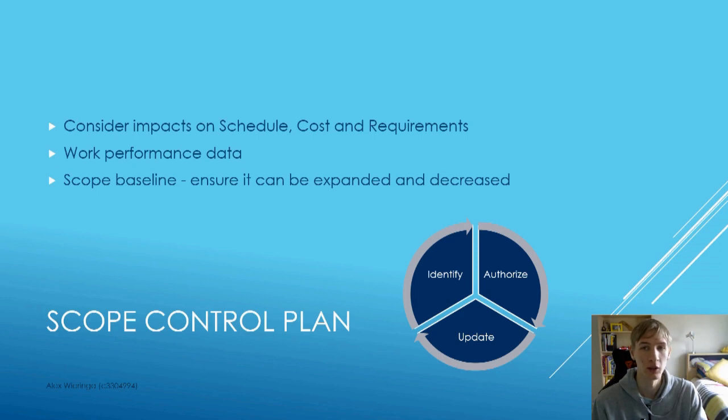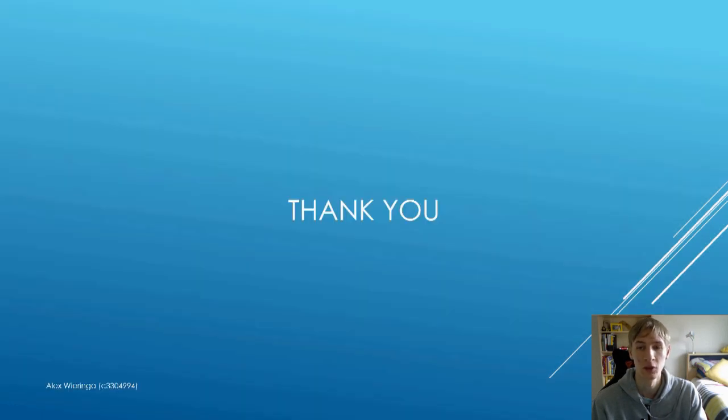A good way to recognize variances in scope and avoid scope creep is to collect work performance data regularly through things like meetings. Often a scope baseline is used for this section, but it is important to set a baseline which can be both decreased and expanded on to prevent common difficulties in scope additions.